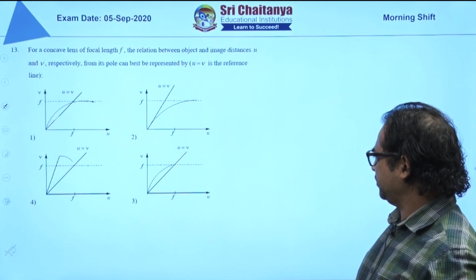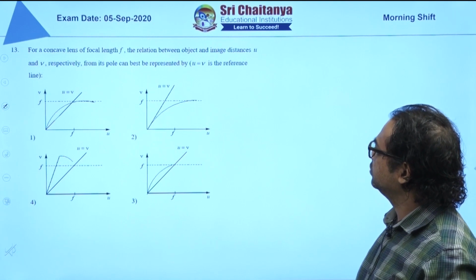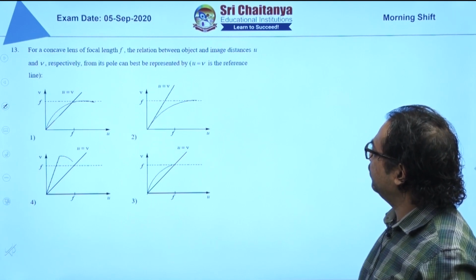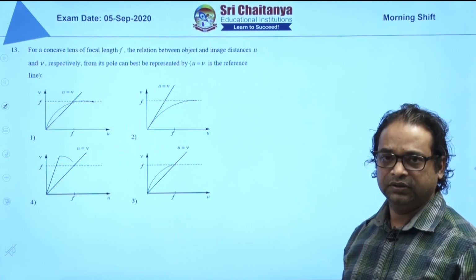Now, some kind of graph is given. It is for a concave lens of focal length f, the relation between object and image distance is u and v. Okay.